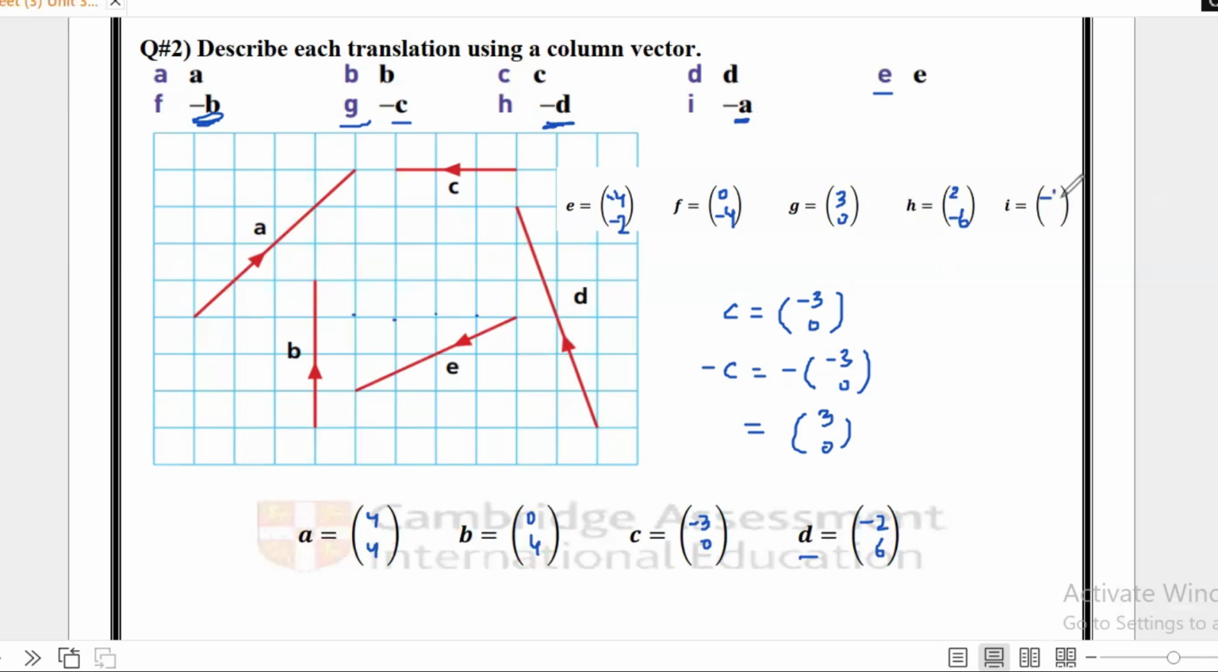Now both must be 4 units left, 4 units down. That means minus 4, 4. I hope it is clear.